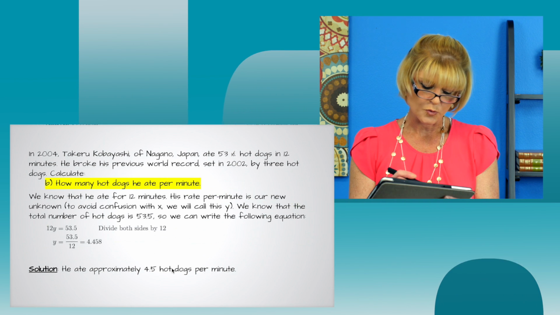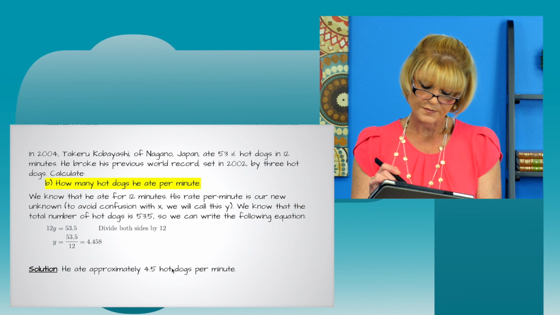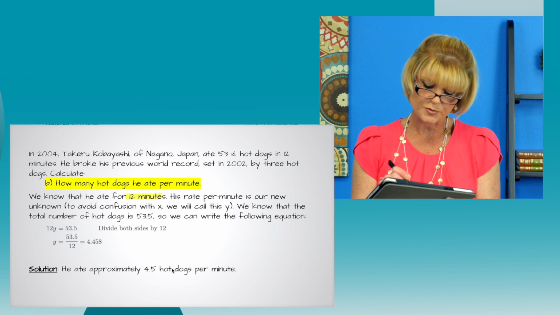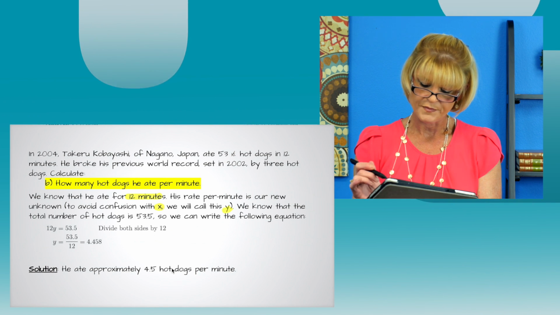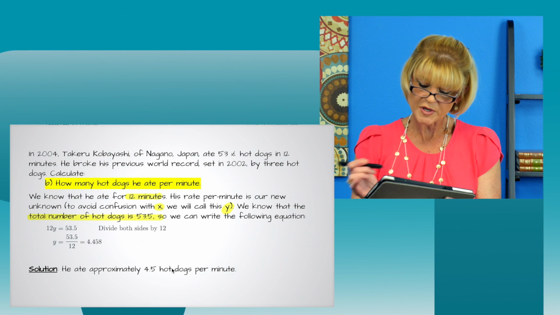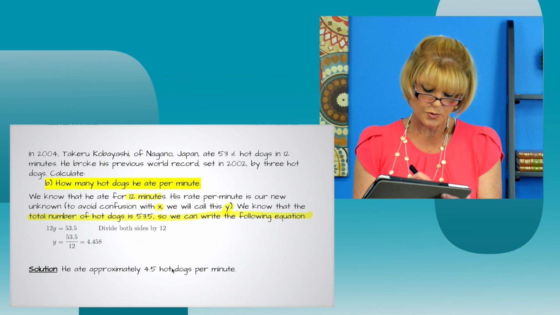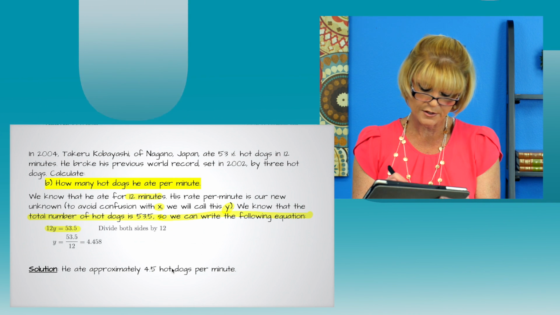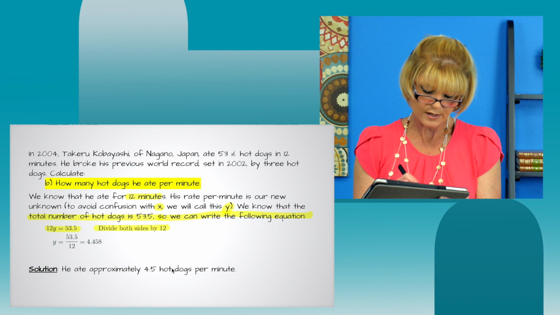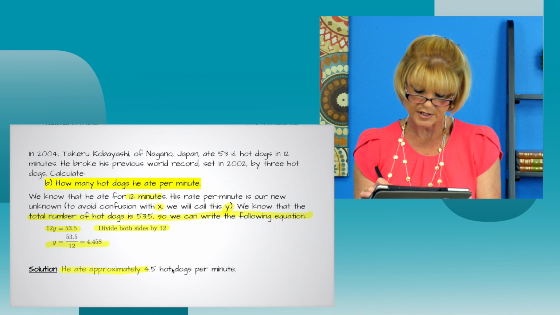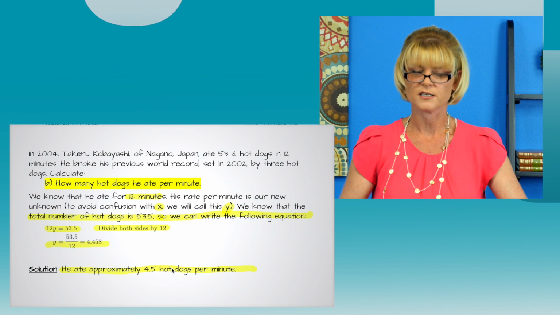Let's look at what we do know. We know that he ate for 12 minutes. His rate per minute is our new unknown. Okay, so to avoid confusion with x, we'll call this y. And we know that the total number of hot dogs is 53.5, so we can write the following equation. 12y equals 53.5. Okay, all we need to do is divide both sides by 12, and we get y equals 4.458. So he ate approximately 4.5 hot dogs per minute.